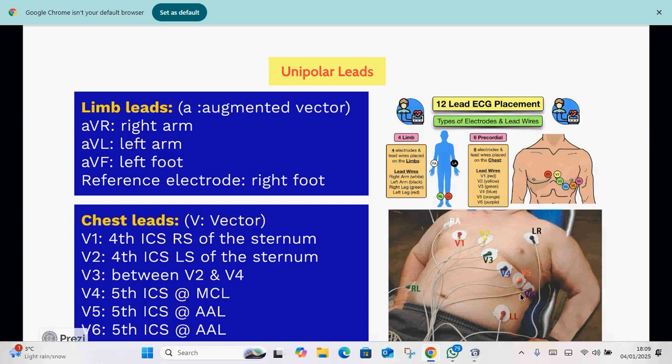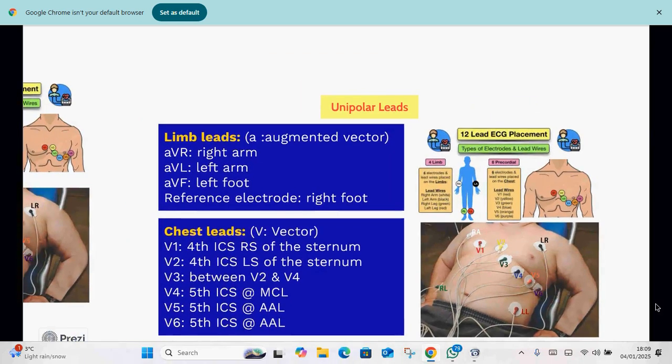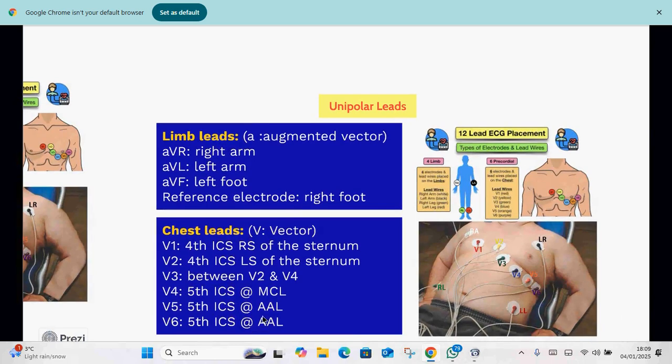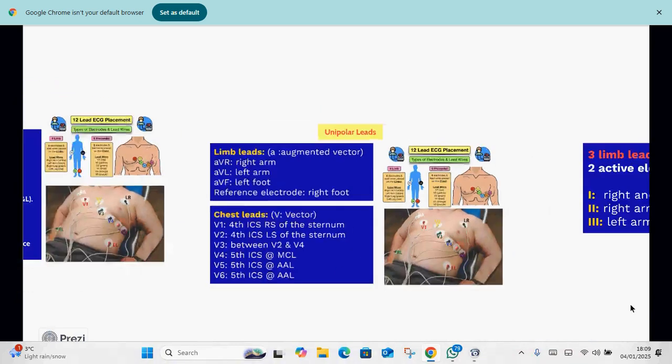V5 and V6 are at the anterior axillary line, and this is another mistake. Sorry, I did this presentation very quickly today because I was on call. This is the mid axillary line. So let me just correct it.